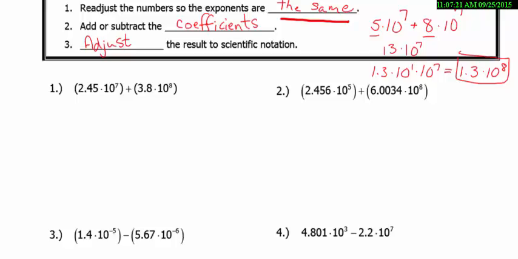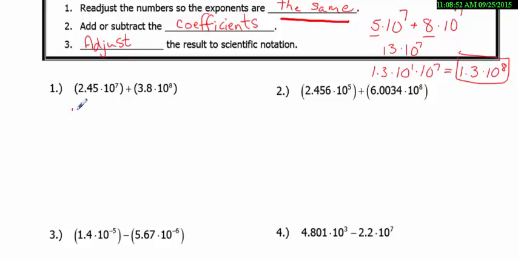We have 2.45 times 10 to the 7th power plus 3.8 times 10 to the 8th power. What I would do first is look at step 1, readjust the numbers so the exponents are the same. We need to do that because here we have 10 to the 7th and 10 to the 8th. We already know how to readjust exponents, so what we would need to do is make a choice. Do we want to change the exponents so they are both 7 or so that they are both 8? You can change either way and you can still come up with the correct answer. So here I'm going to randomly choose to make both exponents 7.